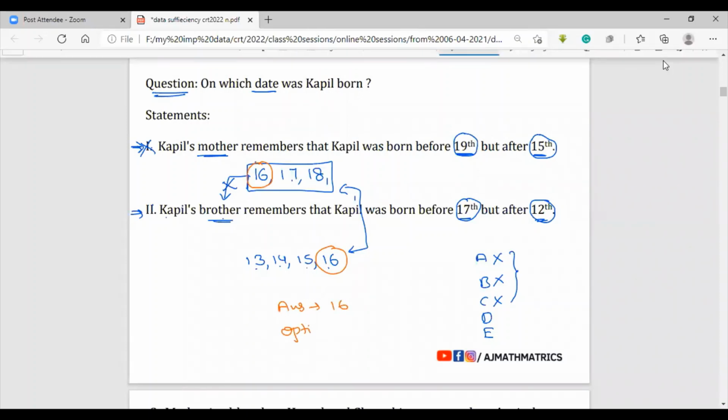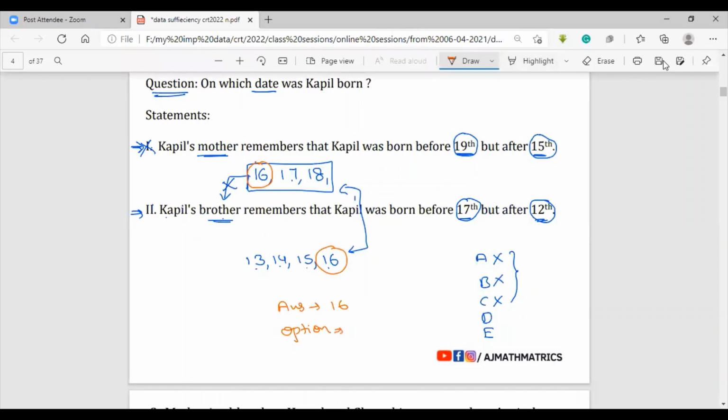Now what about the option for the question? What about the option for the question?